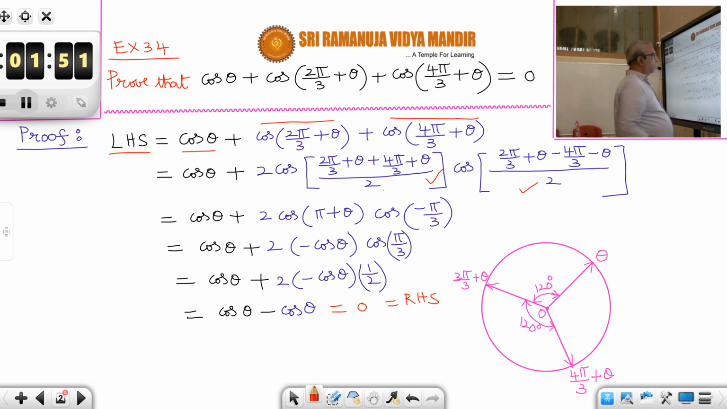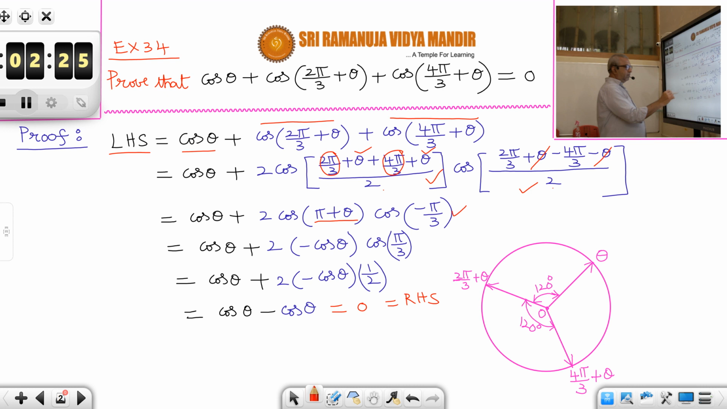Here, 2 pi by 3 plus 4 pi by 3 is 6 pi by 3, that is 2 pi. So 2 pi plus theta plus theta, that is 2 pi plus 2 theta by 2, so pi plus theta. Next, here theta gets cancelled. 2 pi by 3 minus 4 pi by 3 is minus 2 pi by 3, by 2, so minus pi by 3. Okay, this is also correct.